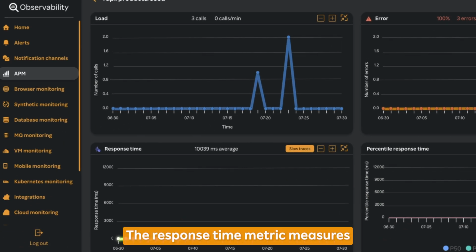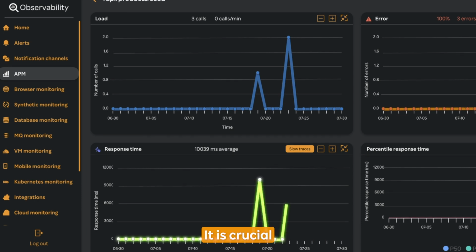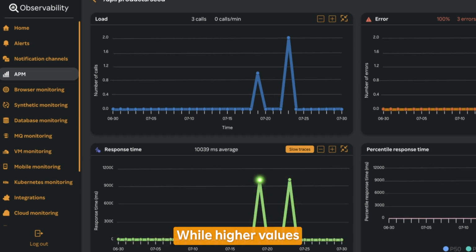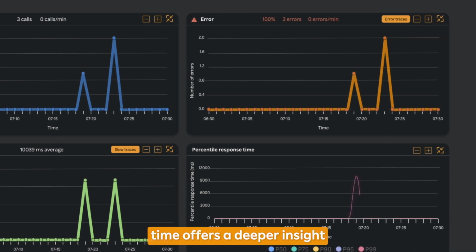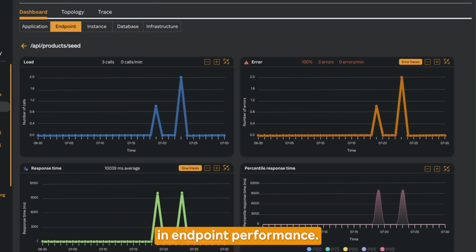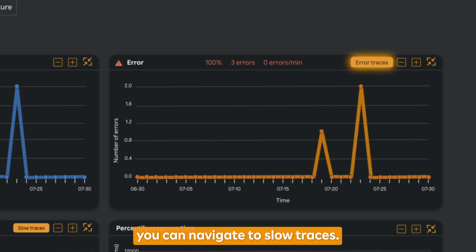The response time metric measures the time taken for the endpoint to complete a request. It is crucial for assessing the speed of endpoint interactions and identifying delays that could affect user experience, while higher values may pinpoint performance issues or the need for optimization. The percentile response time offers a deeper insight into the distribution of response times across transactions, helping identify variability and extremes in endpoint performance. Additionally, from this detailed view, you can navigate to slow traces.